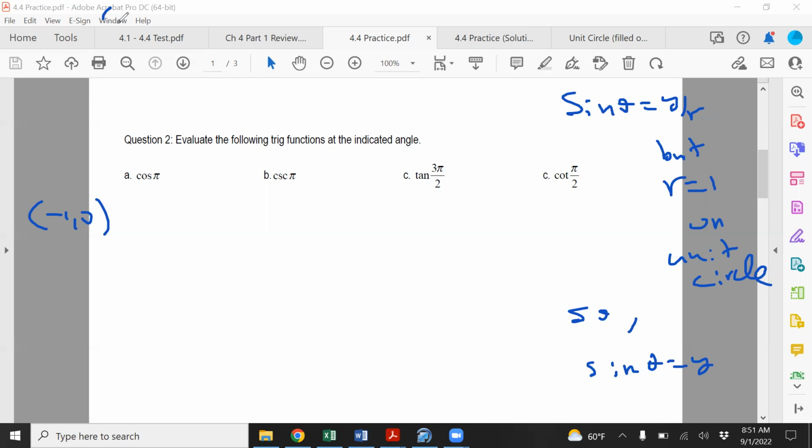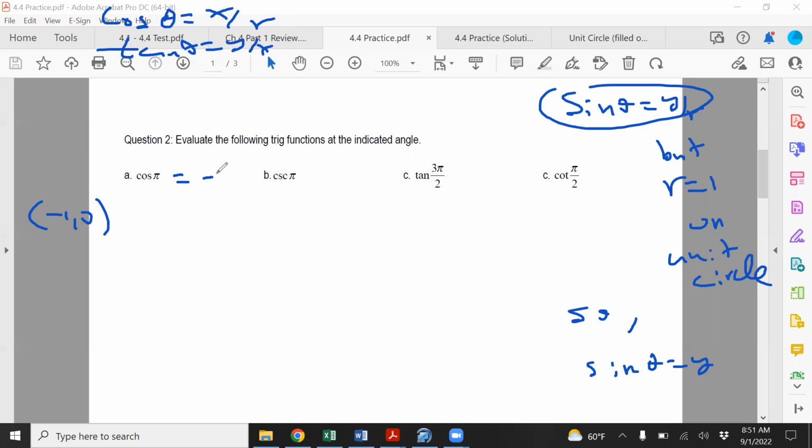So I'll put this off to the side here. Cosine theta is x over r, tan theta is y over x, sine theta is y over r. We have all that. And then, of course, you just flip them for the other ones, right? So, yeah. You want the x coordinate, it's just -1. Done. That's all. So next up, cosecant pi. Same coordinates.